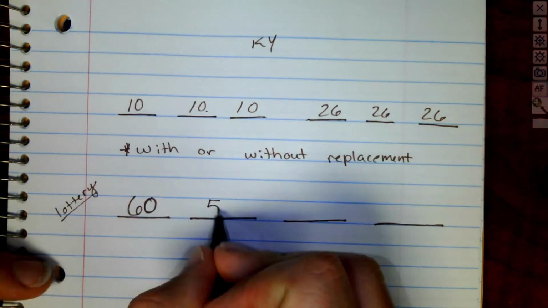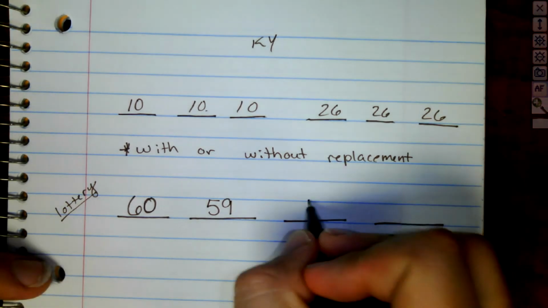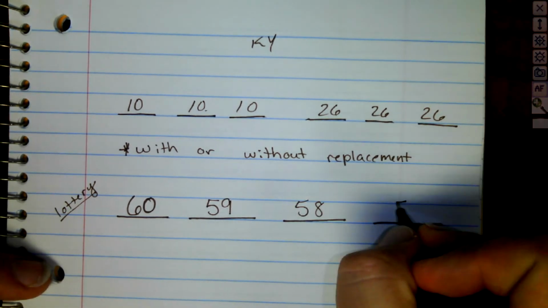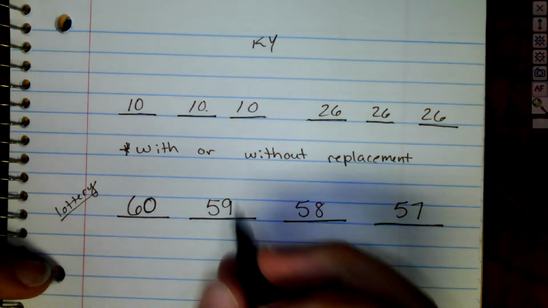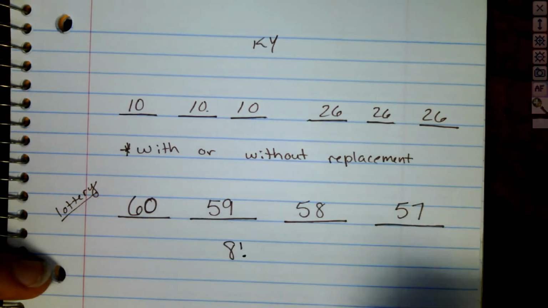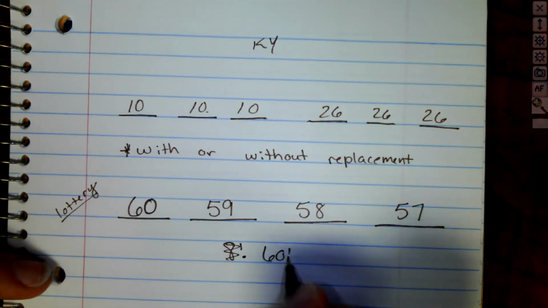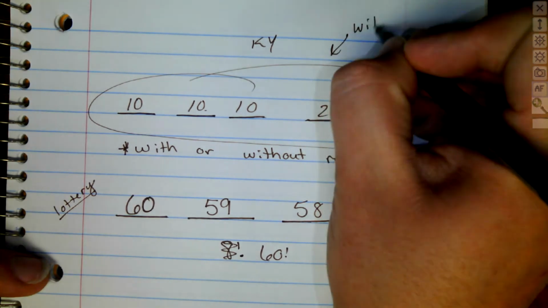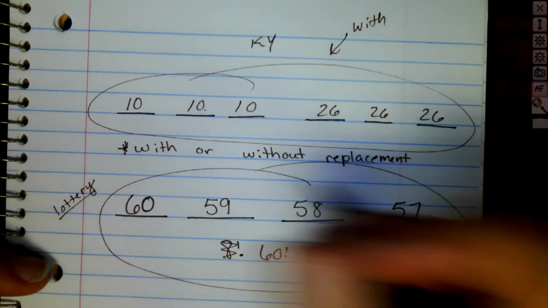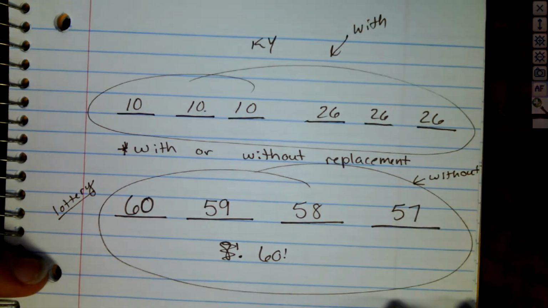So now we have 59 numbers because we've taken out the 1. Now we have 58 numbers because we've taken out that one. Now we have 57 numbers, and then you multiply those together. And if you keep going on and on and on, that's where we get the factorial. In this case, it'd be 60 factorial, right? That's 60 times 59 times 58. That's different than this up here because this is with replacement, and this is without replacement.